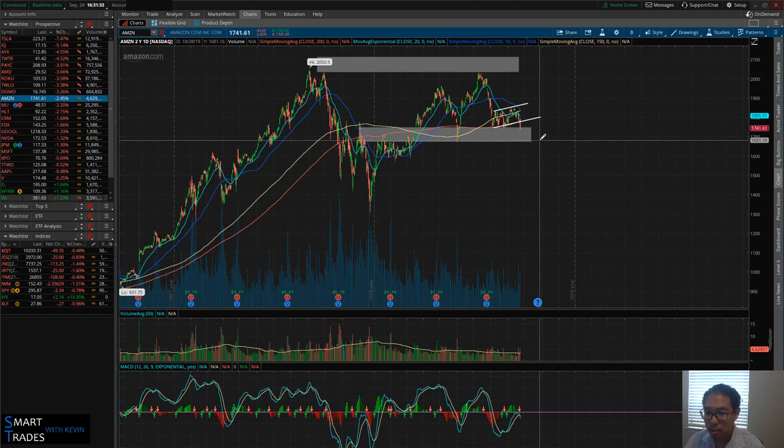Well, there is a support down at 1681. There's another support back at 1593. That's still kind of far away, showing more downside potential here.